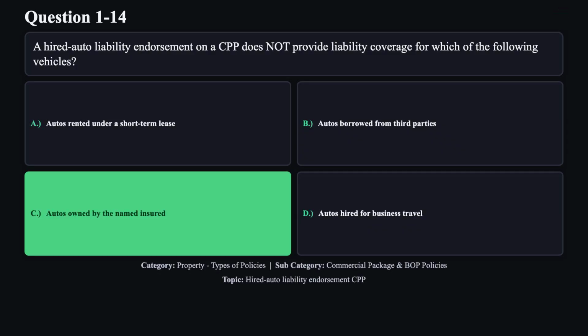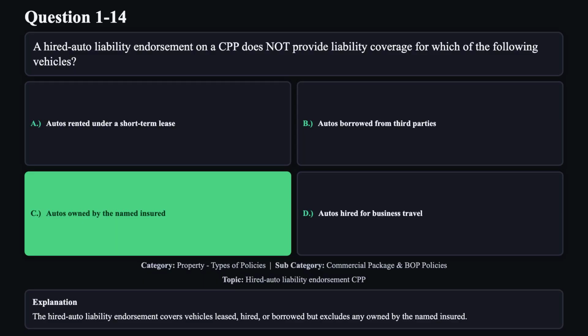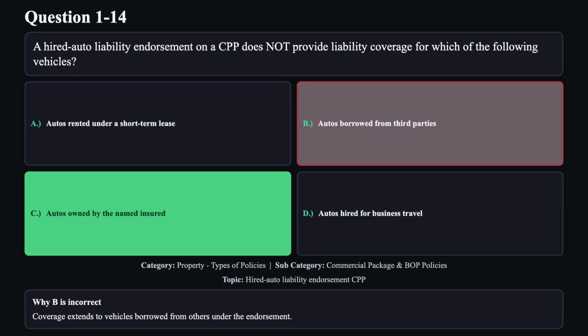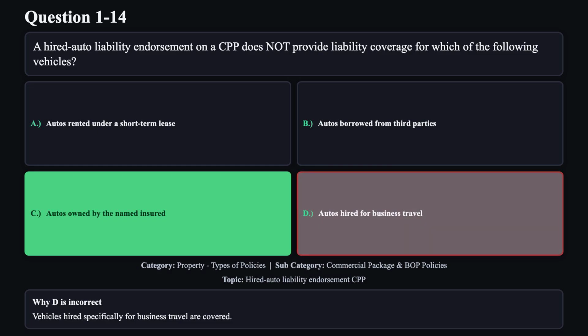The correct answer is C. The hired auto liability endorsement covers vehicles leased, hired, or borrowed, but excludes any owned by the named insured. Reason A is not correct. Coverage does apply to rented vehicles under a short-term lease. Reason B is not correct. Coverage extends to vehicles borrowed from others under the endorsement. Reason D is not correct. Vehicles hired specifically for business travel are covered.